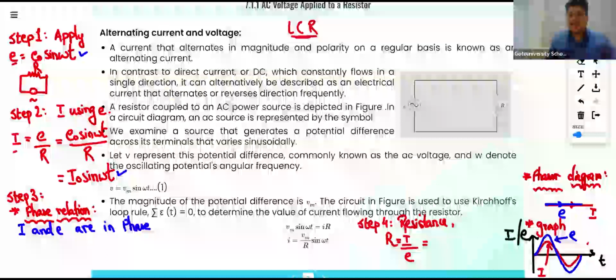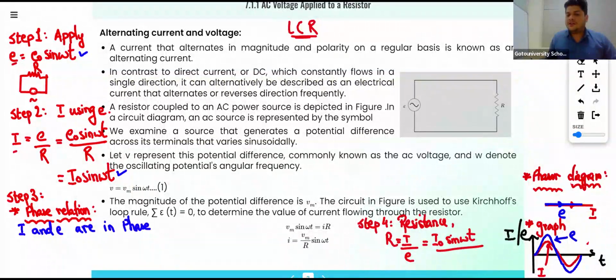So what is I? I will be I naught sine omega t, and E will be E naught sine omega t. See what we have? V is equal to IR. That means R will be equal to V upon I. Not I upon E, E upon I.